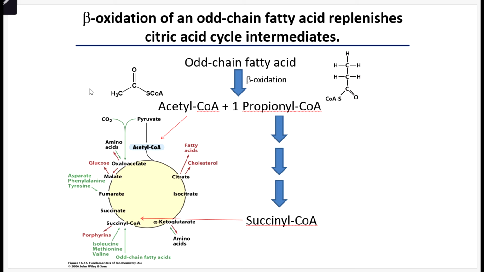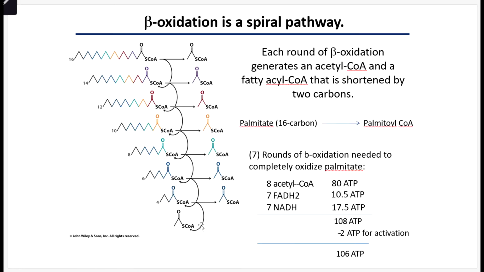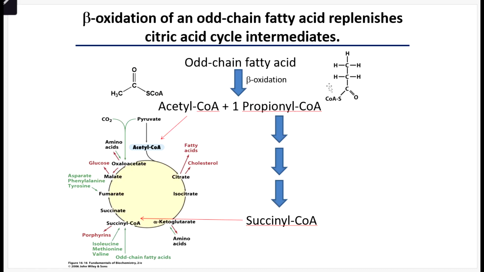Now, what if we have an odd chain fatty acid? We don't like to waste, right? The body doesn't like to waste. And so if you have an odd chain fatty acid, the very last stage of beta oxidation will generate an acetyl-CoA, but also a 3-carbon molecule. And so what happens to that 3-carbon molecule at the end? We can't do another round of beta oxidation.